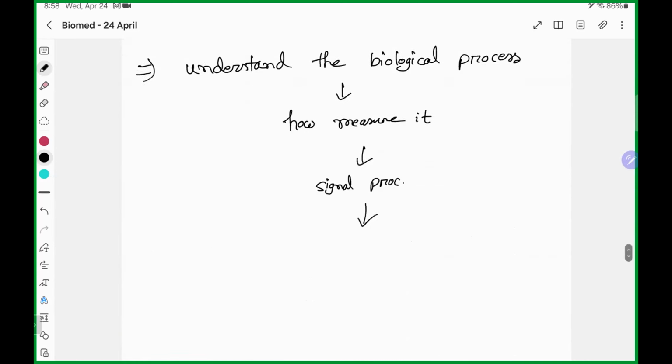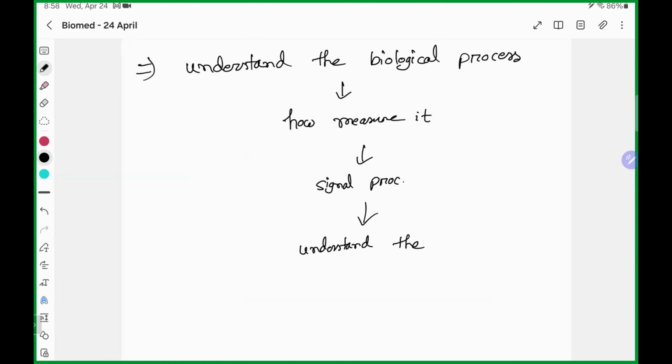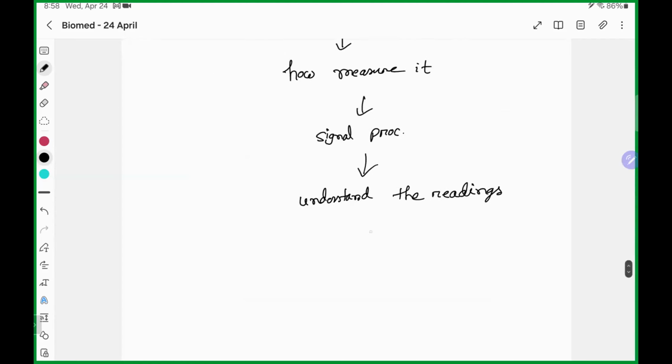After the signal processing, you can understand the readings. Understand what a standard signal, like what a standard ECG, should look like. Once you have this understanding, then what are the different abnormalities that can occur?